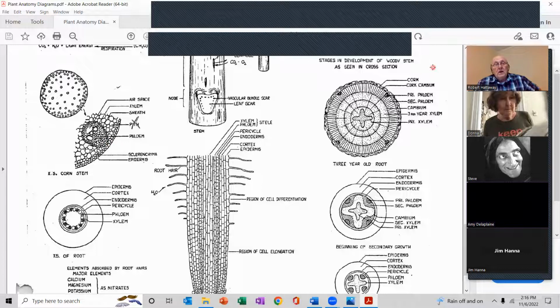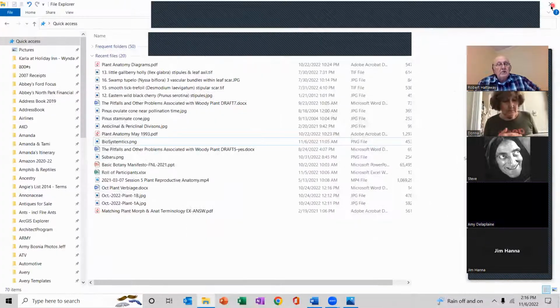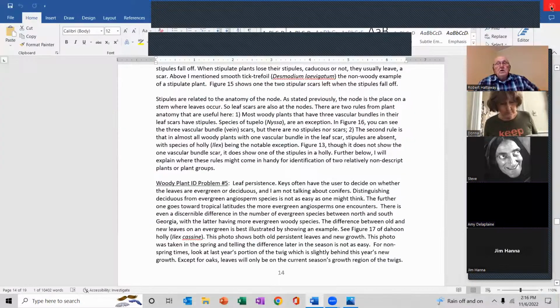But that's a pretty high level thinking skill when you start learning families and studying anatomy and putting that together. But those are cases I wanted to point out.